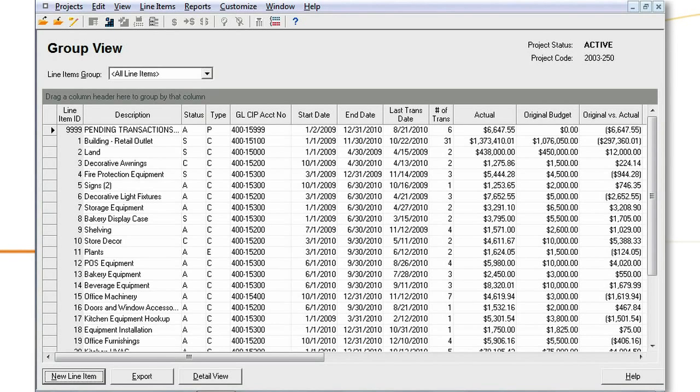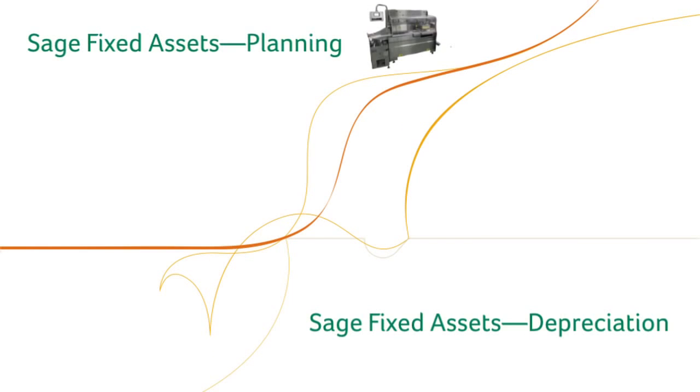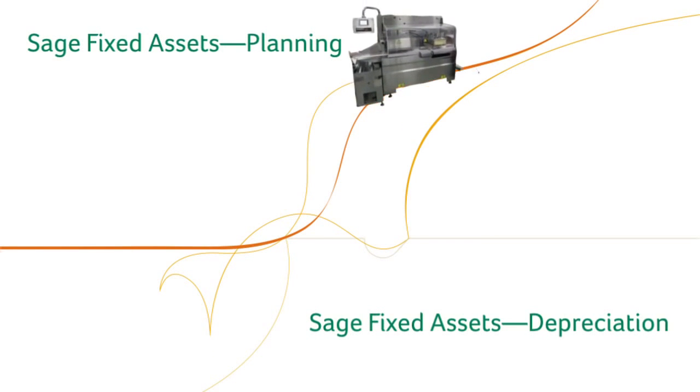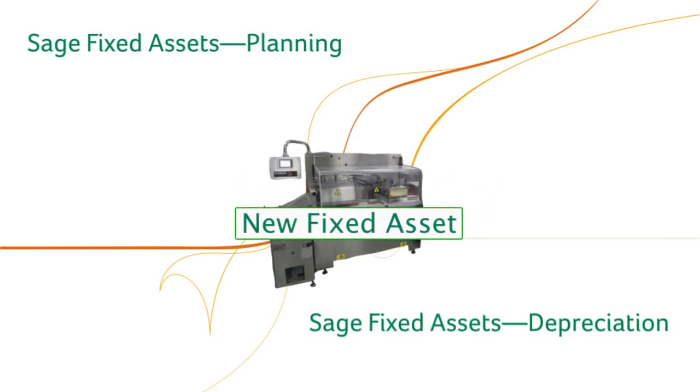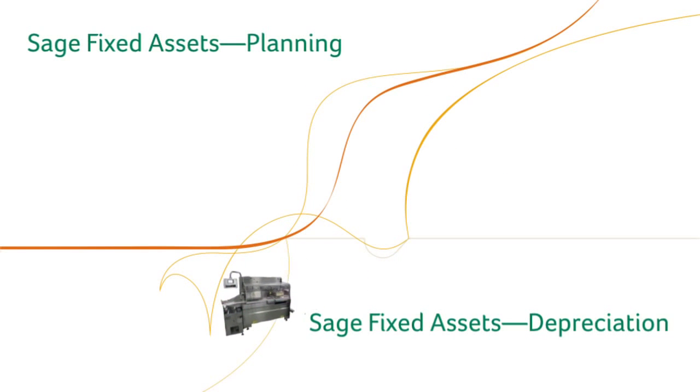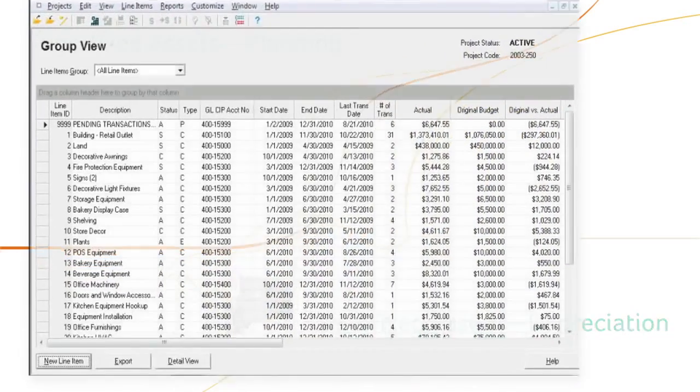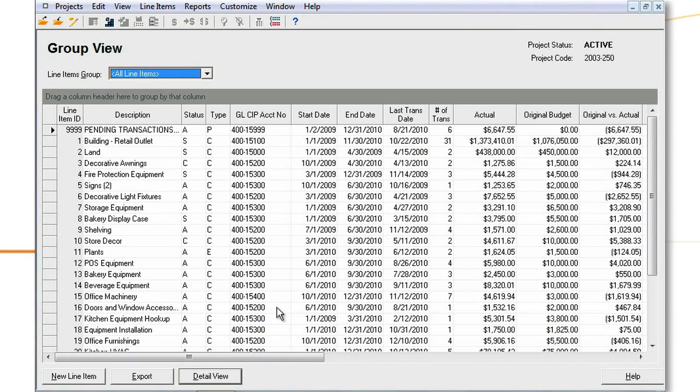Because Sage Fixed Assets Planning offers seamless integration with other Sage Fixed Assets products, each item listed appears as a fixed asset in Sage Fixed Assets Depreciation once the project is complete. This not only saves you time, but also dramatically reduces data entry errors. Unlike a spreadsheet, managing the data within Sage Fixed Assets Planning is simple.